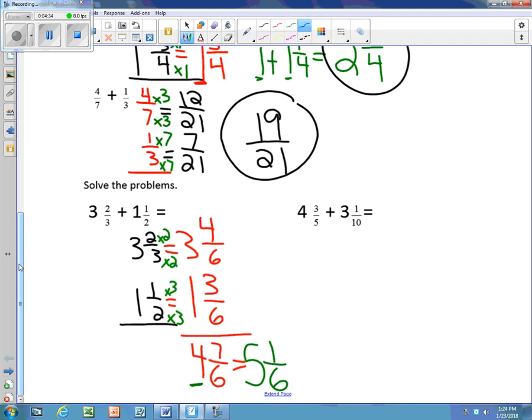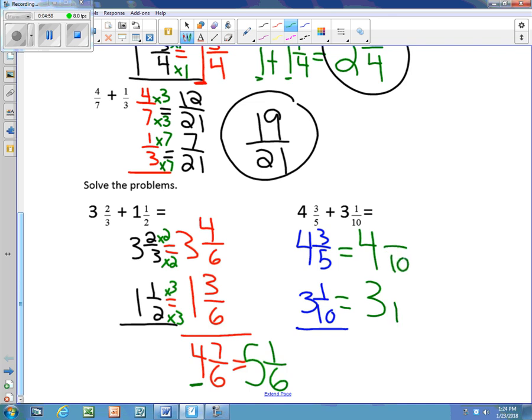Next problem, we have 4 3/5 and 3 1/10. In the first step, we said, well, just like before, we bring over our whole number. Now we're going to look to see what our new denominator will be, and many of you would tell me either 50 or 20. Well, I see the 5 can turn into 10, so I'm just going to use the 10. That would be the smallest one that I can use.